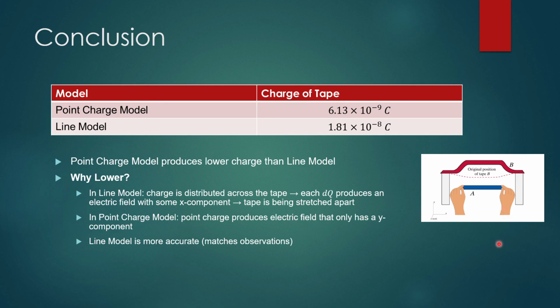However, in the point charge model, the point charge produces an electric field that only has a y component. That means all of the electric force is concentrated in the y direction. This means that no charge is being used to stretch apart the tape. And thus the line model is more accurate because it matches observations and also avoids the assumption of the tapes being point charges.